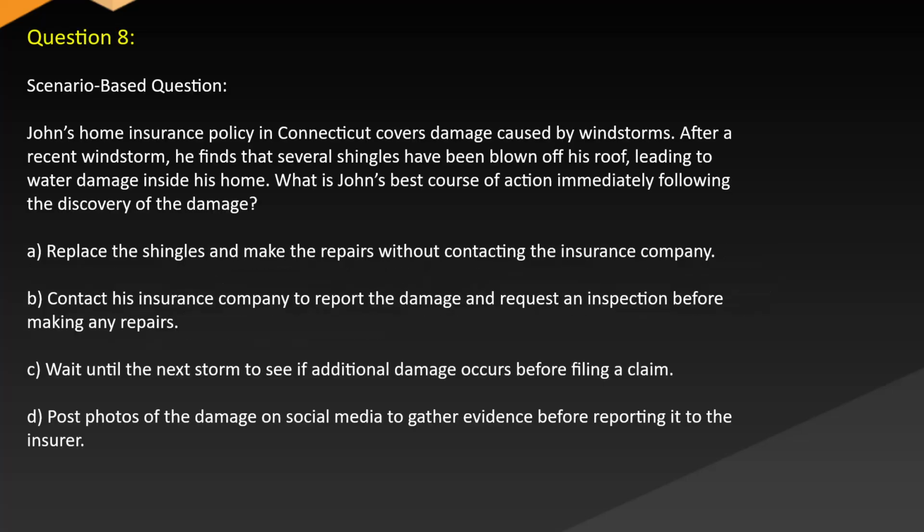Question 8. Scenario-based question. John's home insurance policy in Connecticut covers damage caused by windstorms. After a recent windstorm, he finds that several shingles have been blown off his roof, leading to water damage inside his home. What is John's best course of action immediately following the discovery of the damage? A. Replace the shingles and make the repairs without contacting the insurance company. B. Contact his insurance company to report the damage and request an inspection before making any repairs. C. Wait until the next storm to see if additional damage occurs before filing a claim. D. Post photos of the damage on social media to gather evidence before reporting it to the insurer.